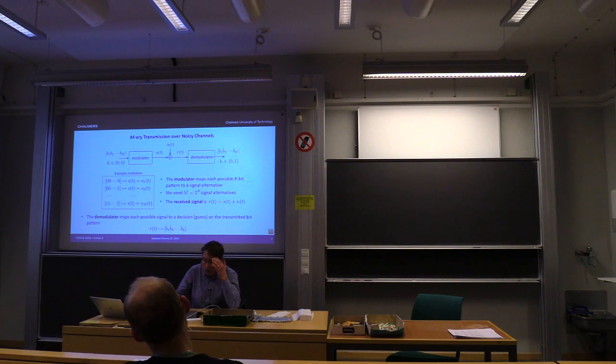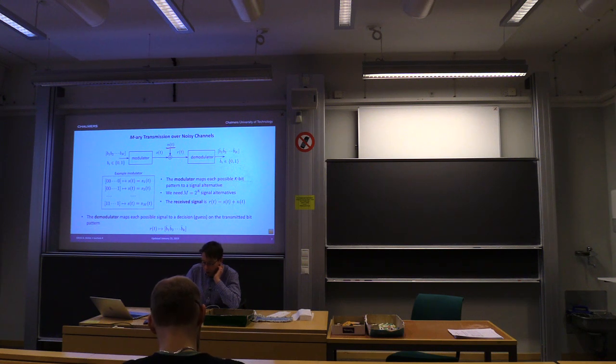Okay, so we start with transmission over noisy channels. Again, we have some noise here. That's the noisy channel. We have some bits to start with. Here we have capital K bits: 4, 6 bits, whatever, or 1,000 bits, a number of bits. These bits need to be translated into a transmitted signal. That is the purpose of the modulator: to take some bits and produce a signal, digital to analog conversion.